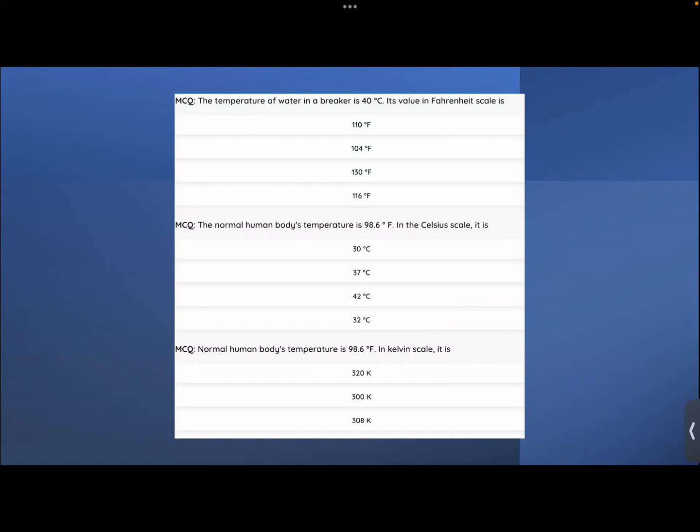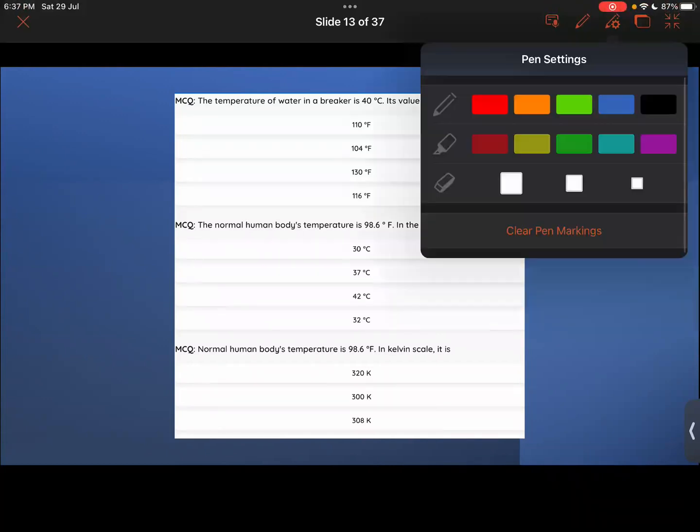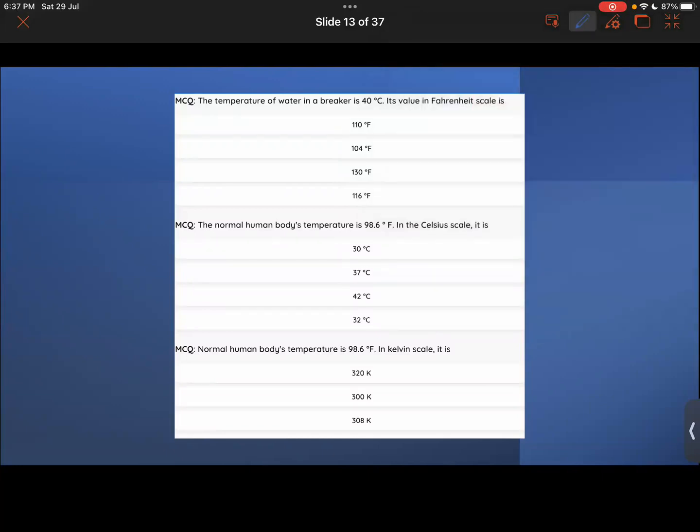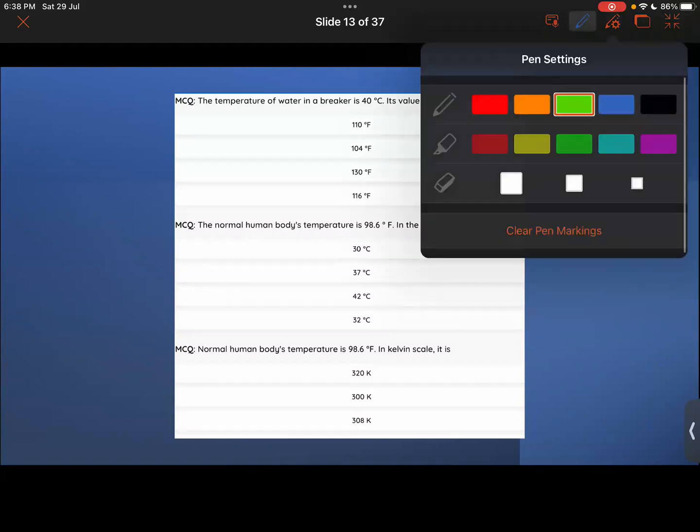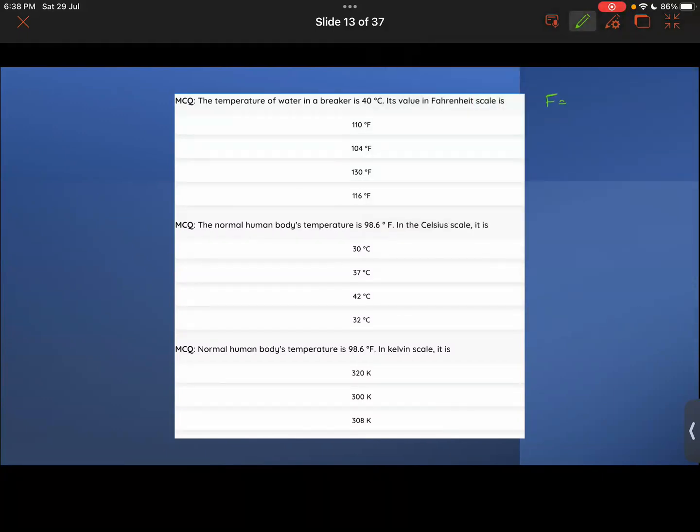So the first question says that the temperature of water in a beaker is 40 degrees Celsius. What is its value in Fahrenheit scale? So quickly solve it. Okay, what is the answer? Anyone who got the answer?